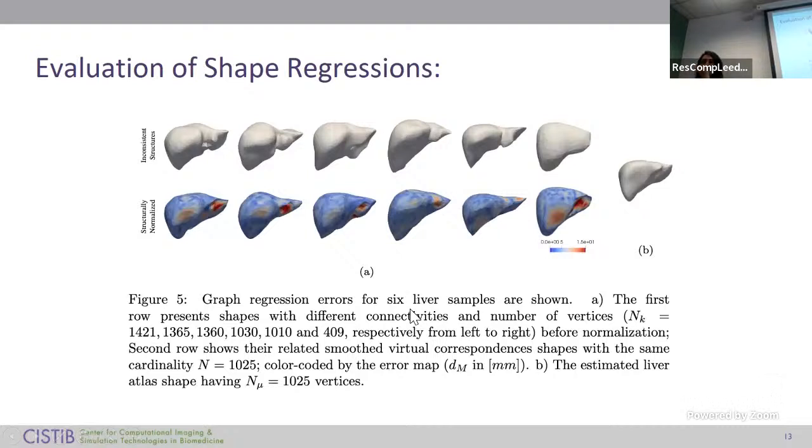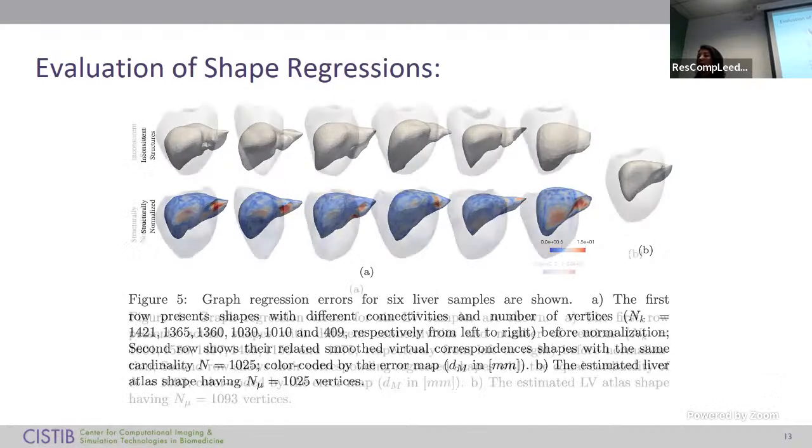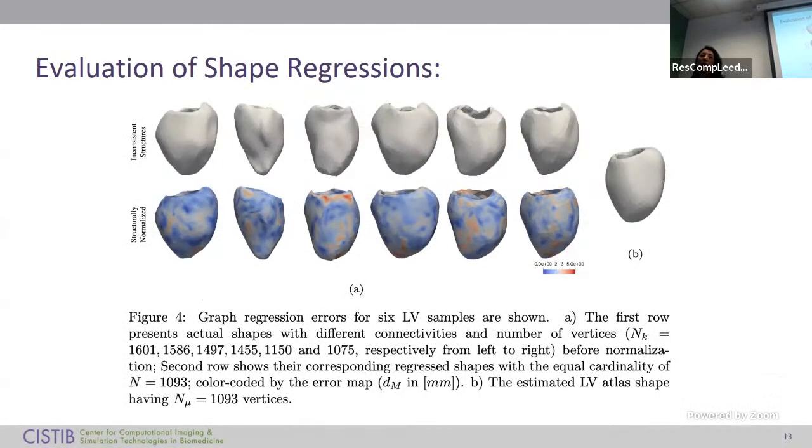And here are some results of regression. The first row shows the actual data with inconsistent structure, and the second row shows the color-coded error on the normalized structure. As you can see in the liver dataset, where we have only 140 training samples, the algorithm can still capture the variation over the population. We also have better results on left ventricle data, with a very low error on regression, because we had 4,000 samples for training in the LV dataset.